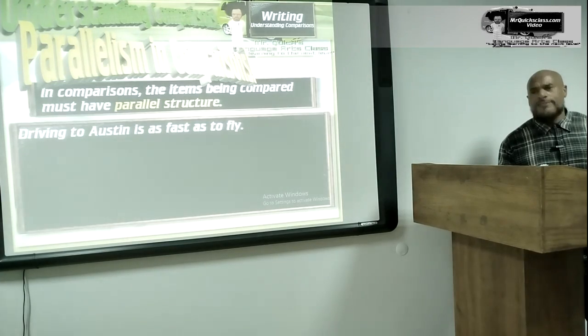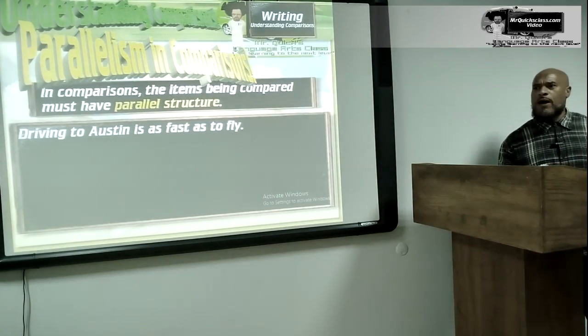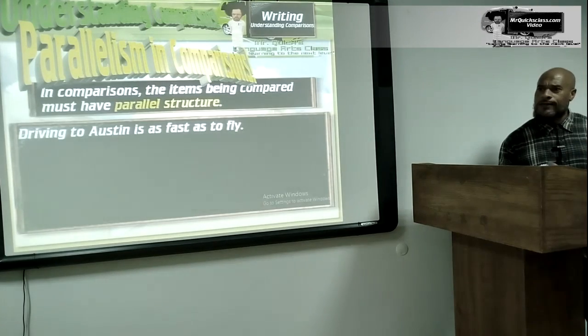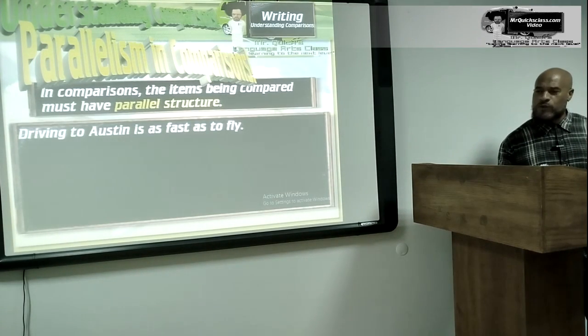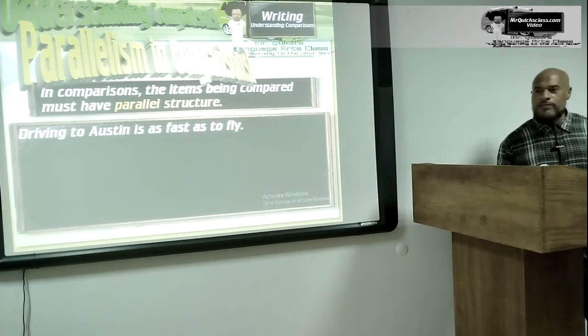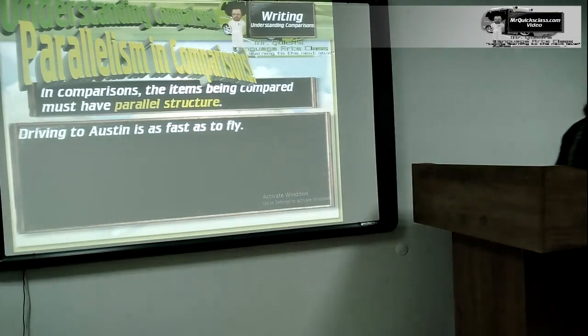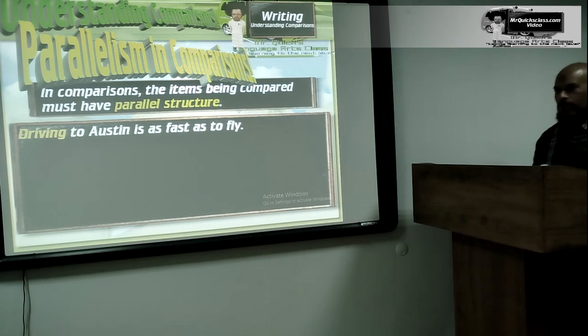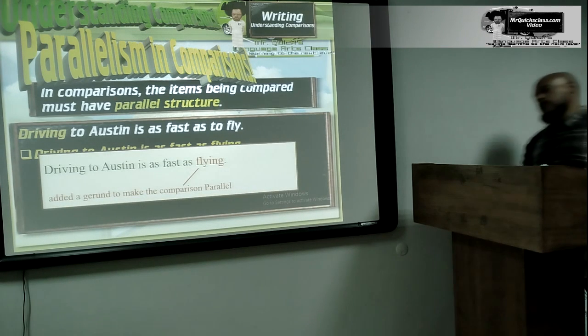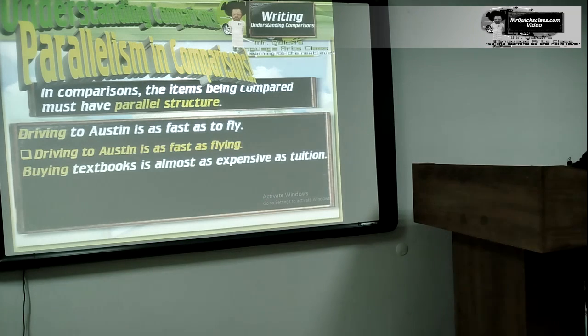Flying. All right. So I guess we didn't talk about verbals either on the site. No information given about verbals, right? No video dealing with verbals. So I didn't talk about gerunds and participles and infinitives. Anyway, it should be flying. Driving in Austin is as fast as flying. Okay. All right.